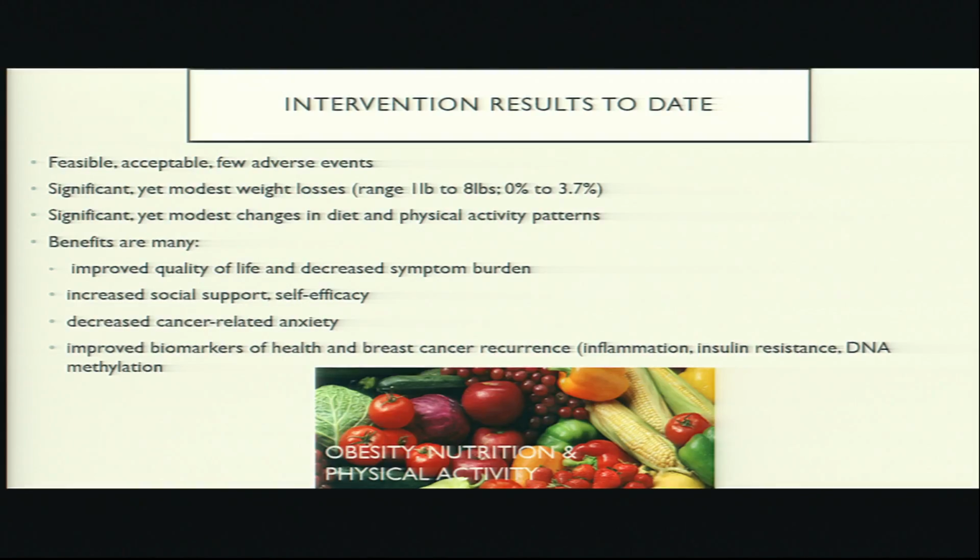What are the intervention results to date? Well, we know they're feasible, they're acceptable, and at least the ones that have been published so far show that there are few adverse events. Weight loss is modest. This is not uncommon in weight loss in the general population. The DPP, which we've heard how intensive of an intervention that was, led to only 4.4% weight loss among African Americans. So far we see a range of 1 pound to 8 pounds, or 0% to 3.7% weight loss. There are accompanying modest changes in diet and physical activity.